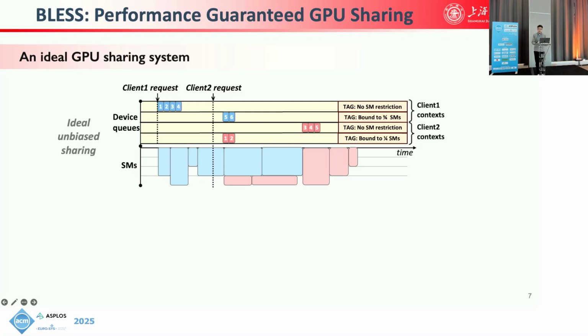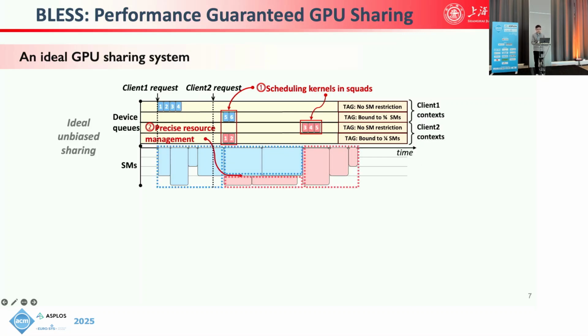An ideal, fair, and unbiased GPU sharing system could be implemented as shown in this figure. First, to centrally manage kernels from different applications on the host side and reduce the overhead of intercepting and scheduling each kernel launch, it is necessary to determine an appropriate scheduling granularity. For example, the scheduler could manage multiple kernels at once, as depicted in this figure, where kernels are grouped and scheduled in squads. Second, to achieve better resource utilization efficiency, the sharing system must support precise resource control and real-time management during runtime.